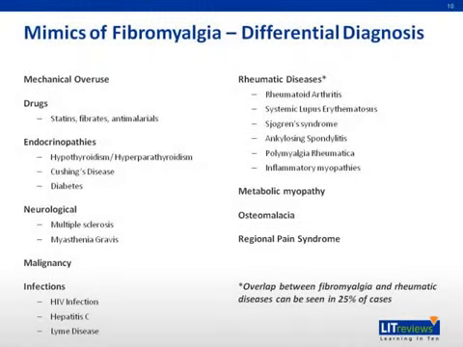A quarter of patients with lupus, rheumatoid arthritis, or ankylosing spondylitis meet the 1990 ACR criteria for fibromyalgia. Think of fibromyalgia when a patient has persistent complaints of widespread pain despite the apparent control of the inflammatory condition.